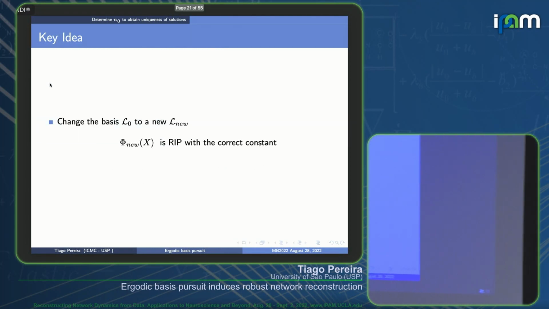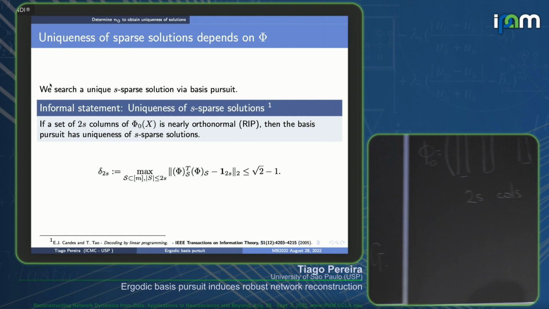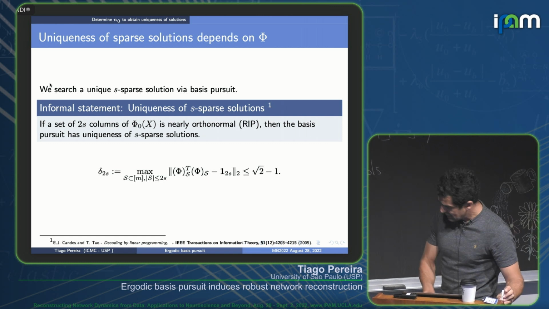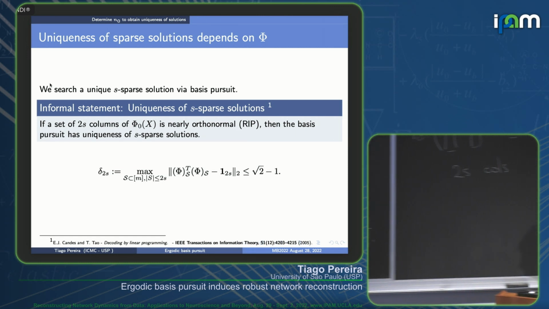If this is true, then there is a unique solution to the L1 minimization problem. Yeah, so this is what they proved in the past. Actually they proved it in this paper in 2005.